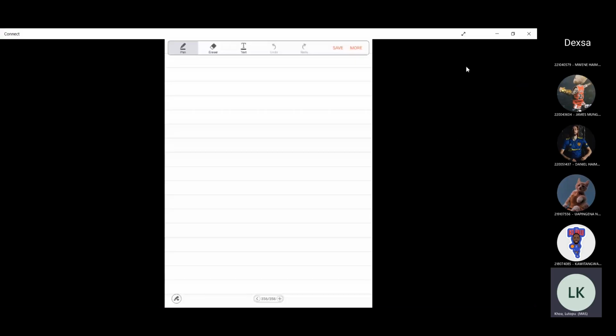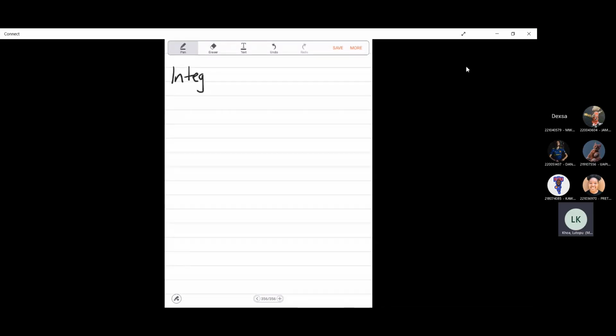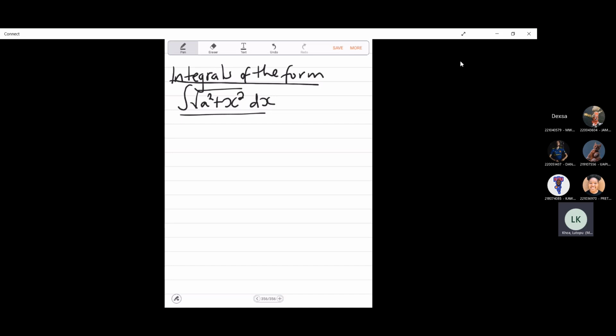the form the square root of a squared minus x squared. And today we look at integrals of the form the square root of a squared plus x squared dx. So just like we did yesterday, you will have to make a substitution, and then once you have substituted, you will notice that what you have to integrate is much simpler than what you started with.